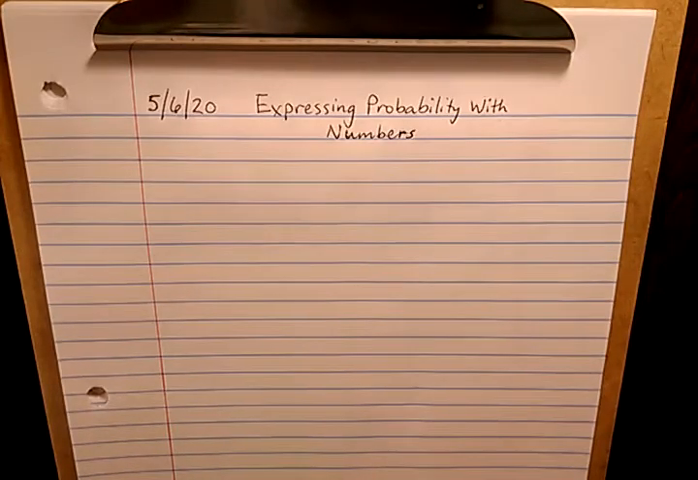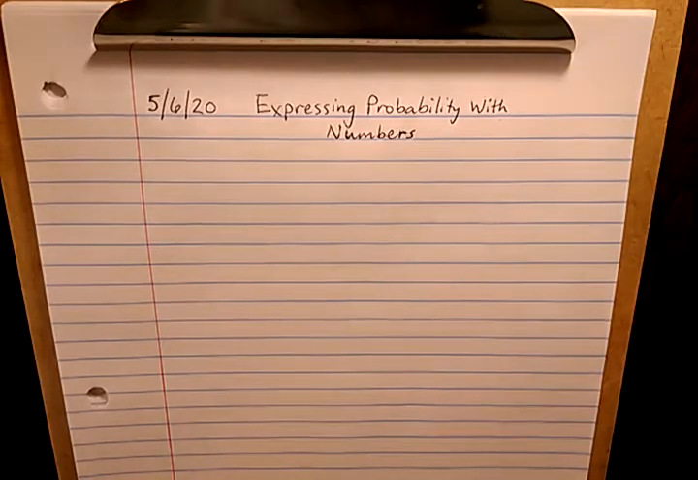Today's lesson is expressing probability with numbers. Previously, we talked about how we can express probability with words. We use words like unlikely, probably, maybe to express the chance that some event might happen. But we're going to focus now not so much on descriptive words, but how to express probability using numbers.